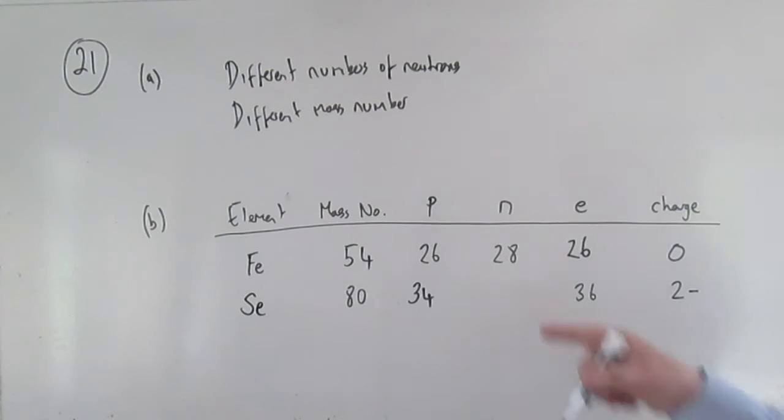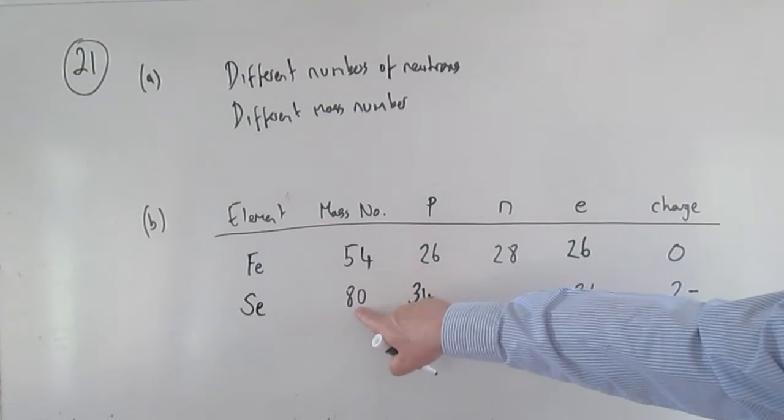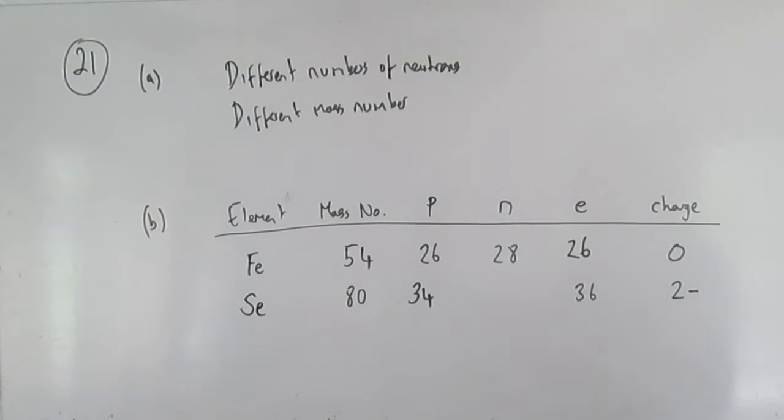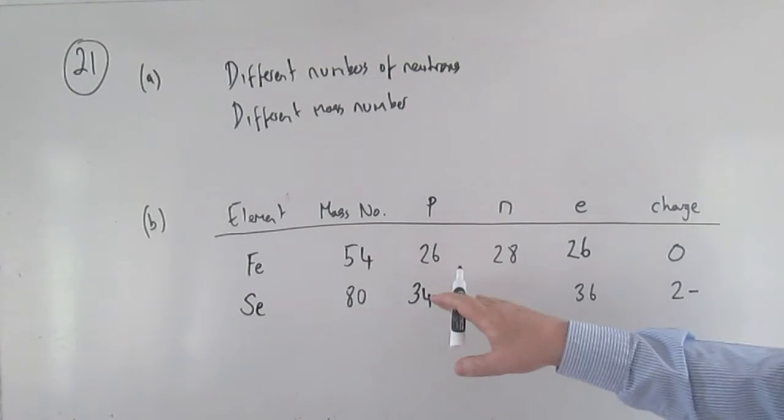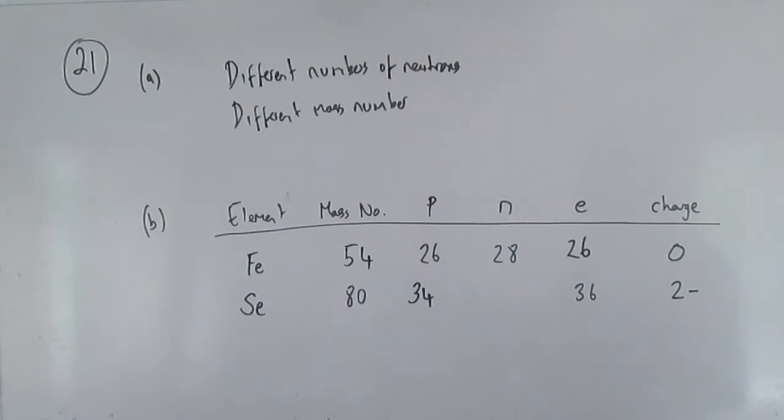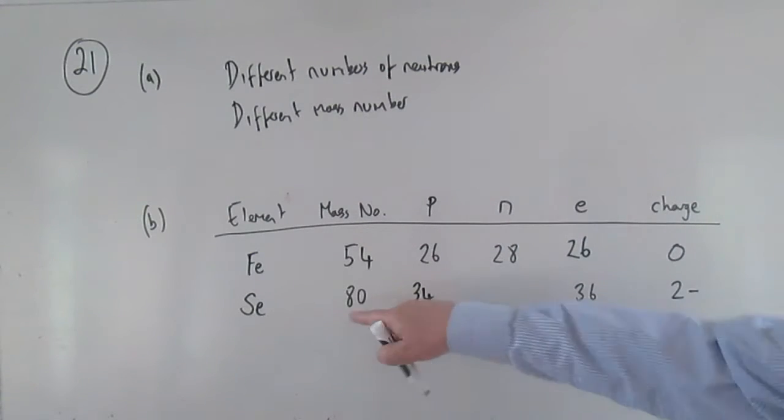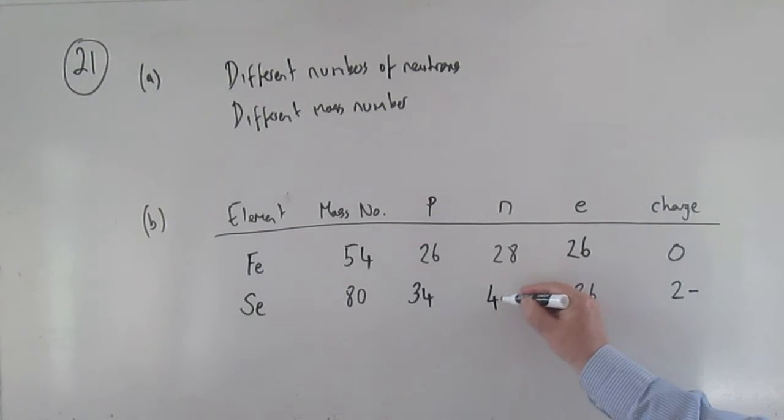And the number of neutrons, well, that's the mass number minus the proton number. Okay, because protons plus neutrons adds up to 80. So if we take away the 34 protons from the total of 80, we get 46 neutrons to complete the table.